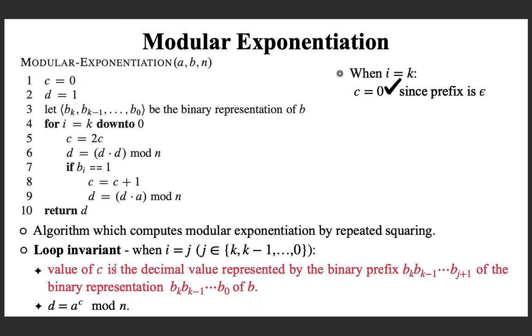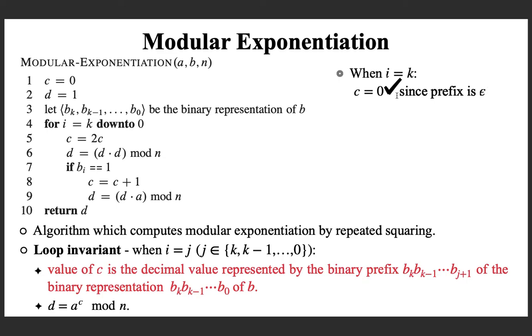What you are saying is c is the decimal value represented by the binary prefix, because the value of i is k, the prefix is the null string. I hope you remember what that prefix is. If k is standing somewhere here, this is the prefix. If i is standing at k itself, the prefix is the null string. So the null string can represent only 0.